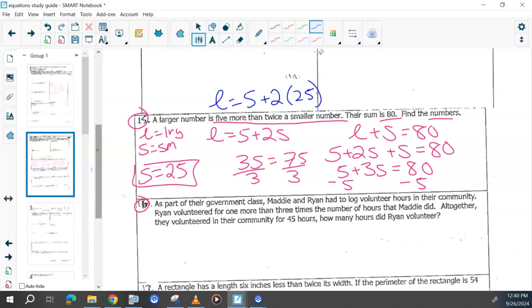So then if we put 25, let's say, in for this L equation, this would be 50 plus 5. So L is 55. If we had units with this, we would put that, but in this case we're just looking for numbers in general, so we don't have to put units for that one. Questions on that one?